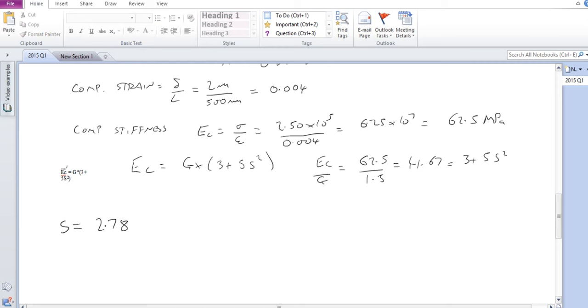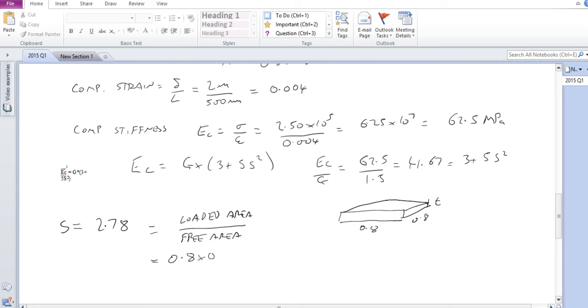Now S is the shape factor, so that's defined as the loaded area divided by the load free area. Now in the case of our block, what we've got is each layer has a size of 0.8 times 0.8, and the thickness is t, because that's what we need to try and work out. So the loaded area will be equal to 0.8 times 0.8.